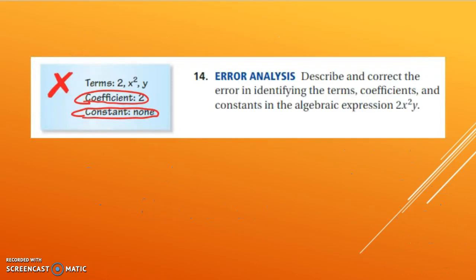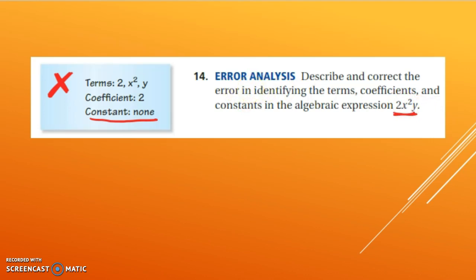All right. Here we are finding what is wrong with this problem here. So constants, I would agree with that. We don't have any constants. There are no numbers just on their own if you look over here. Coefficients, we have 1 coefficient. It's in front of our variables. It's a 2. Our terms, they said are 2x squared and y.